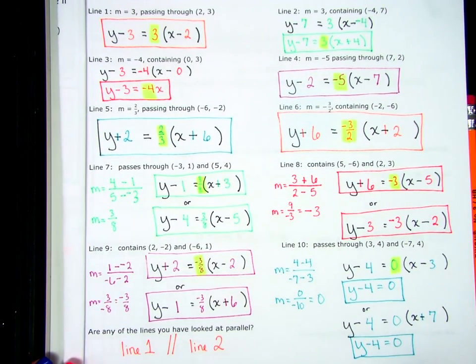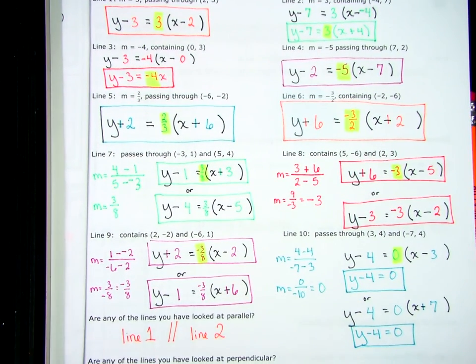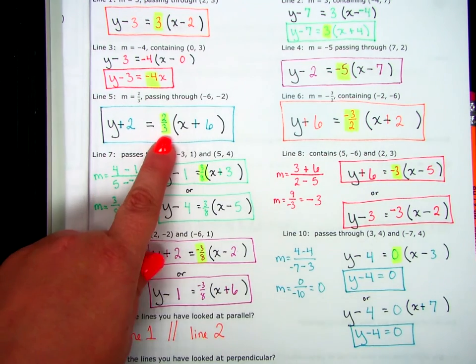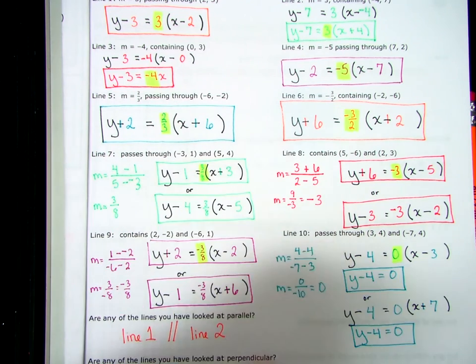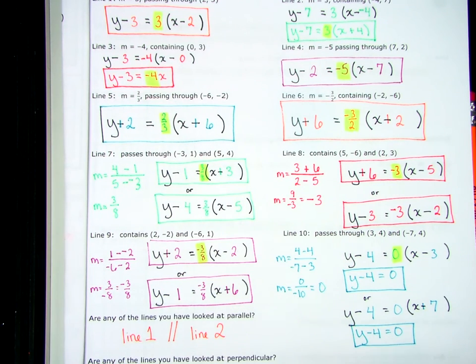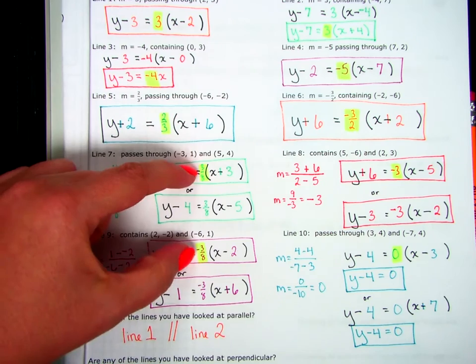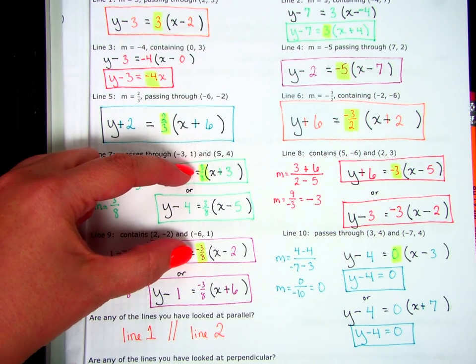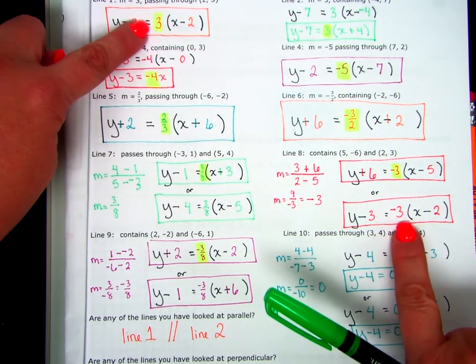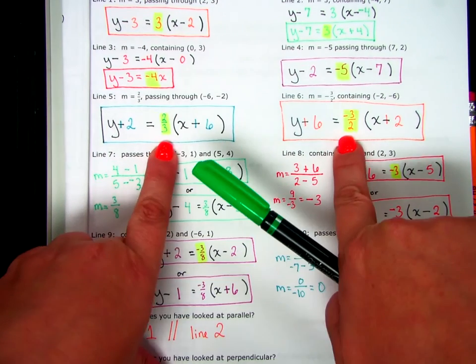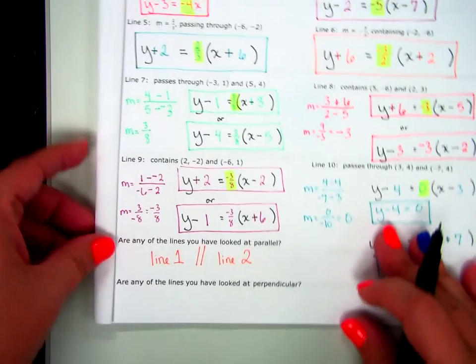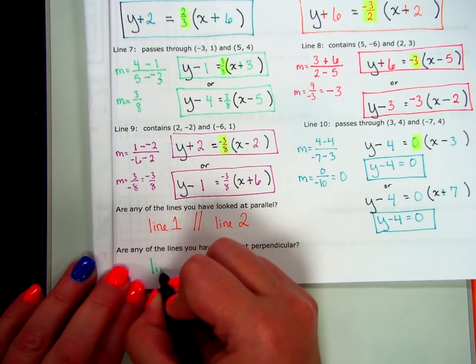Are any of my lines perpendicular? Yes. 5 and 6. 5 is 2/3. 6 is negative 3/2. So positive, negative, 2/3, 3/2. It's opposite and reciprocal. Line 5 and 6. Any other lines? No. There are some that are opposites, right? These two are opposites, but they're not reciprocals. Same here. These two are opposites, but they're not reciprocals. So the only ones that are both opposites and reciprocals are line 5 and 6.